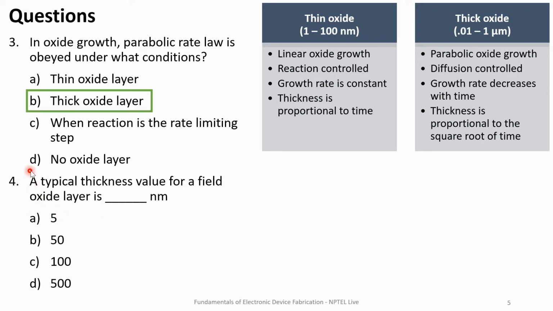If you have watched the lectures, you have already noticed this question. Sir has mentioned in the lecture that a typical thickness value for a field oxide is dash nanometer: 5, 50, 100 or 500. Does anybody know the answer? You can give random guesses, it's completely fine.